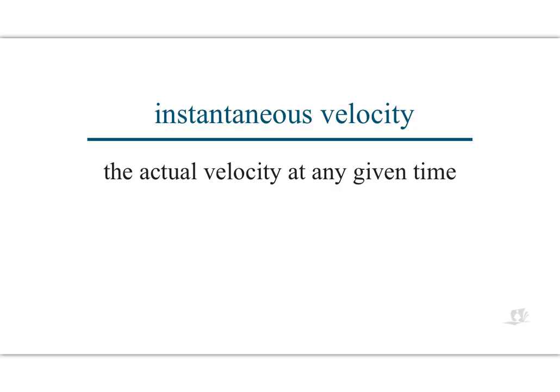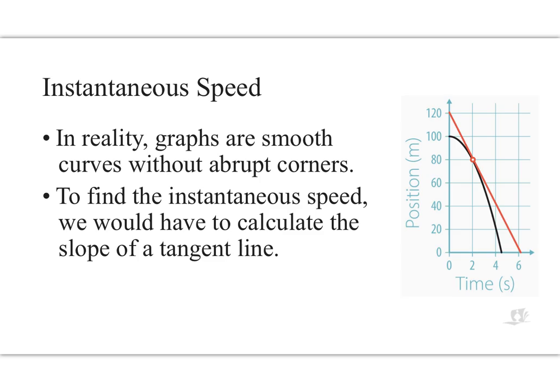Instantaneous velocity then is different than average. It is the actual velocity at a given time. So we're talking about a specific time here, not an average. Average is going to be over the entire distance over the entire time, whereas for instantaneous, you want a velocity at a specific time. And when we look at instantaneous speed, remember, speed does not include direction here.